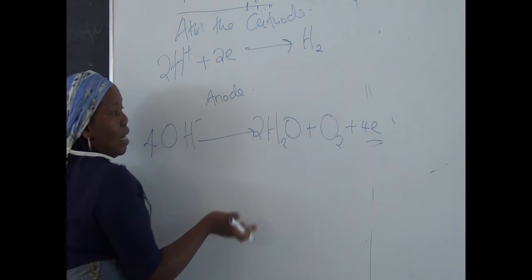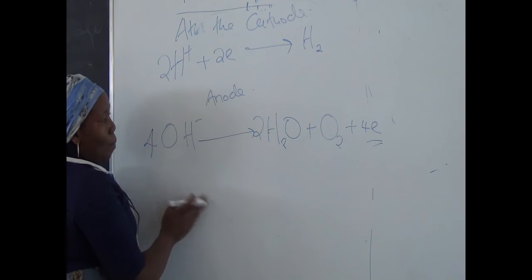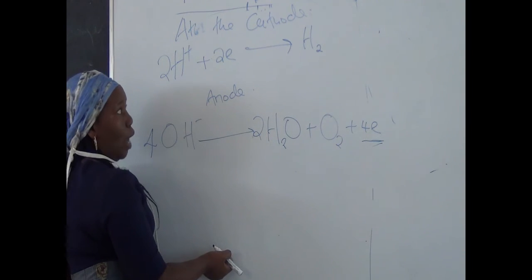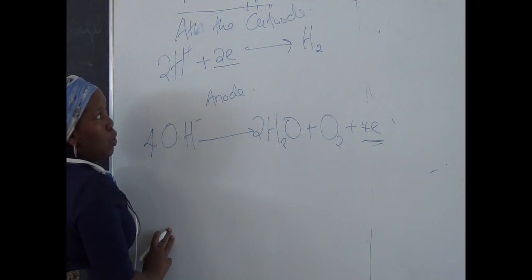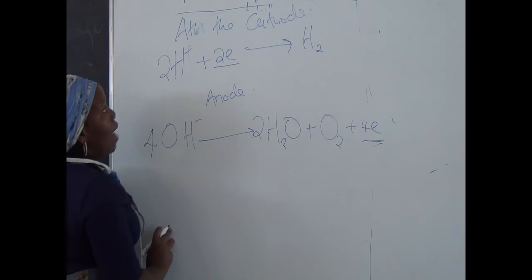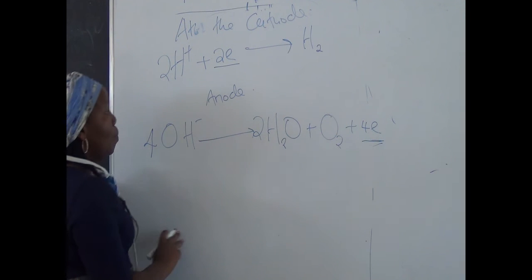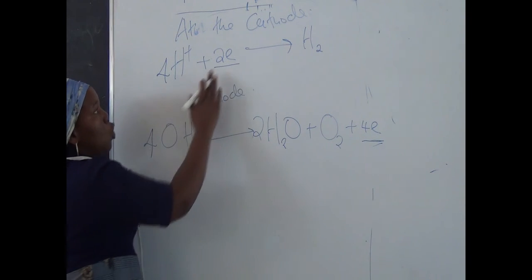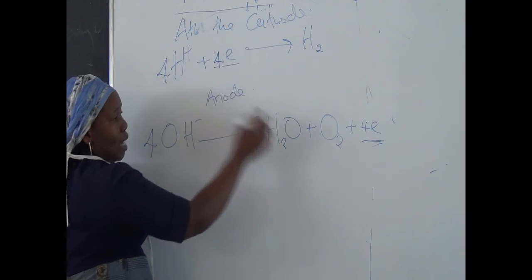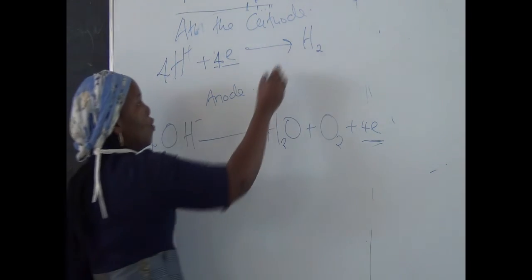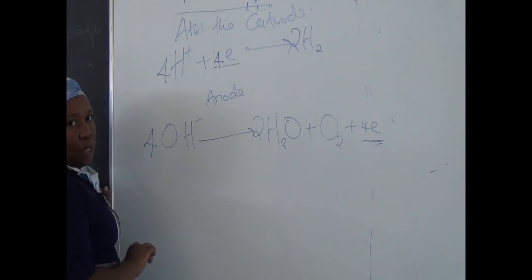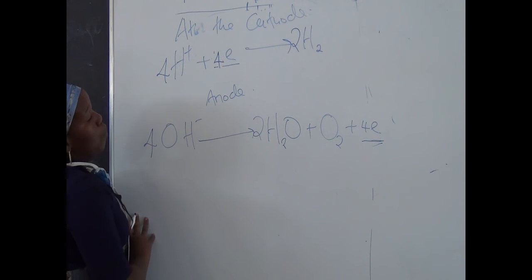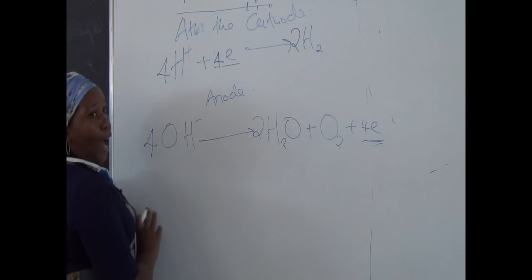Now, remember we said that all our equations must be balanced, even in terms of electrons. Here we have 4 electrons being given out, but at the cathode we only accepted 2 electrons. So we need to also balance the equation at the cathode, and that means that we will require 4 hydrogen ions to accept the 4 electrons being given out at the anode, for us to have 2 moles of hydrogen molecules. So that is how the equations will be at the cathode and at the anode.